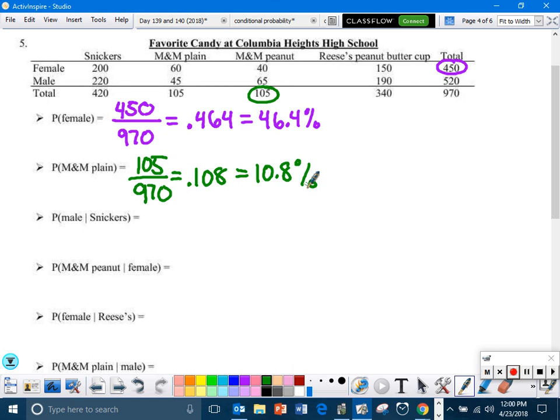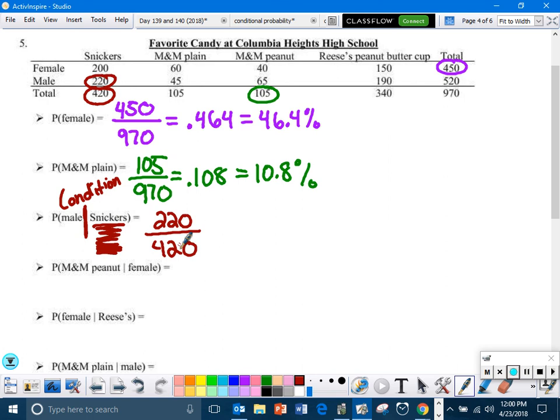All right, the next one is a condition. Notice this line right here. That's a condition. So it's a male who likes Snickers. All right, well, let's see. A male who likes, that's 220. But I'm only interested in the ones that like Snickers. That would be 220 out of 420. So 220 divided by 420. So you can find the decimal on your own. Use your calculator.